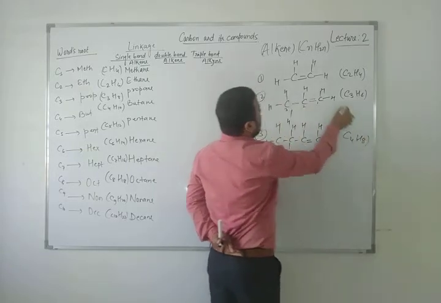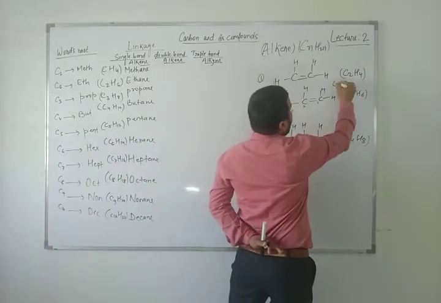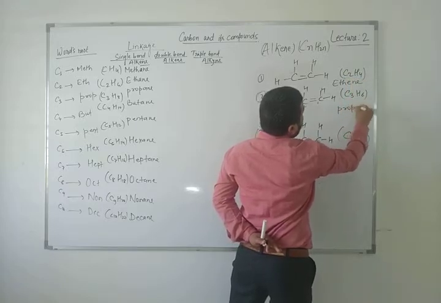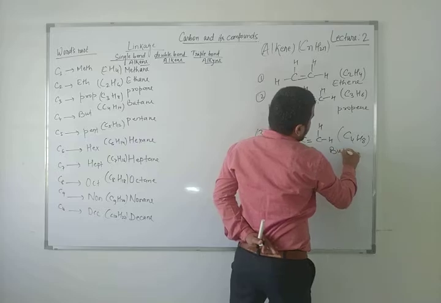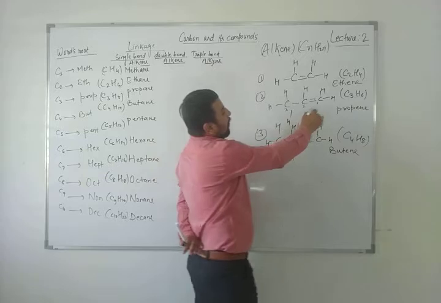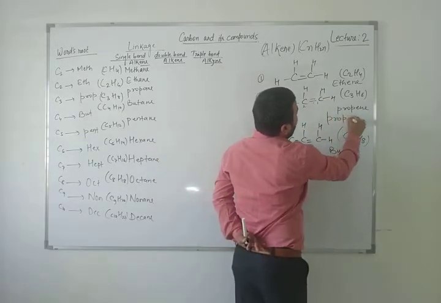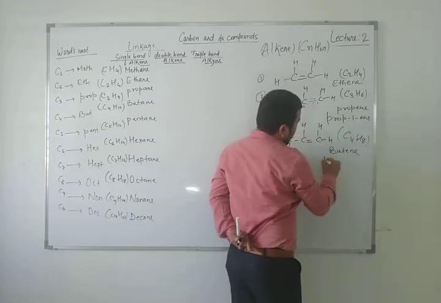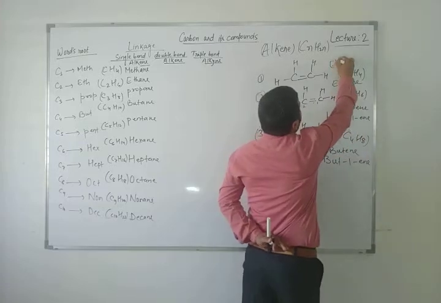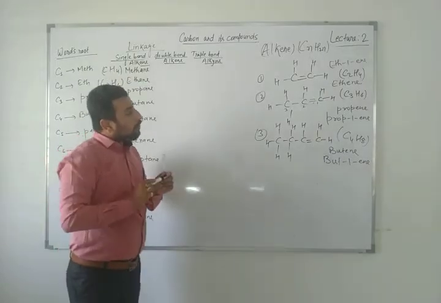If I ask you the names of these compounds, then the chemical name of this compound will be eth plus ene, ethene, propene, butene. And remember, instead of this name, since the double bond is at the first position, you can write it like this also: prop1ene. You can write like this also: but1ene. You can write like this also: eth1ene. So as you have seen, the double bond should be on the first position.